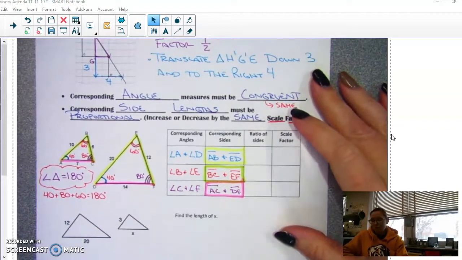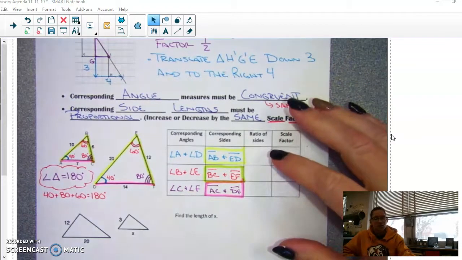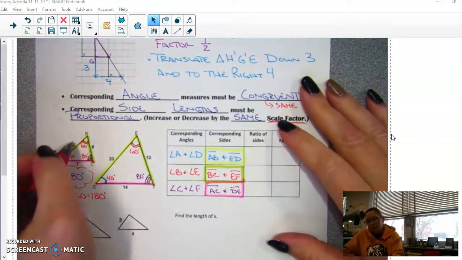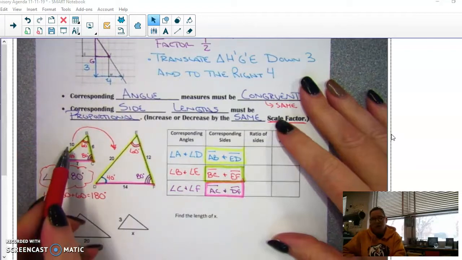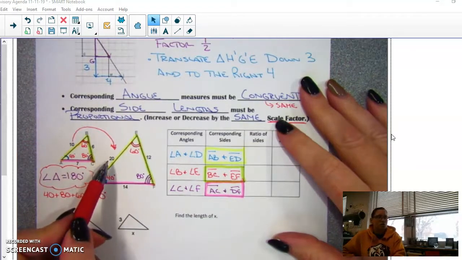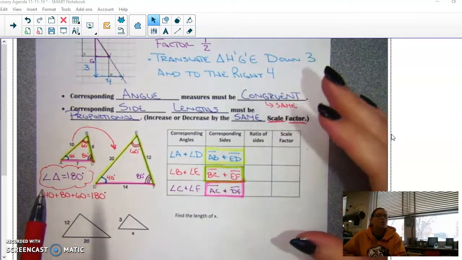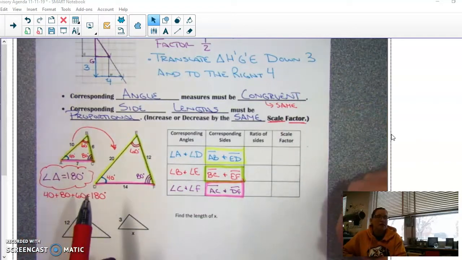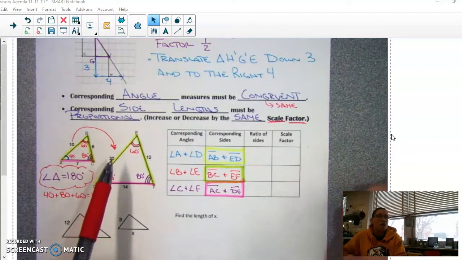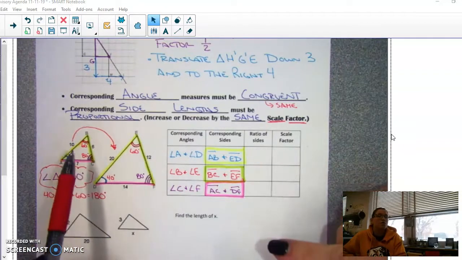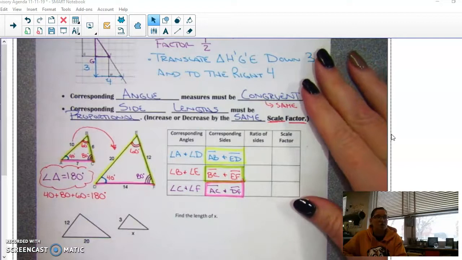So let's take a look at what our scale factor would look like. We are actually looking at how do we go from one corresponding side to the other corresponding side. So how do we go from 10 to 20? So there's a couple ways you can do that. We can multiply, or we can divide to try to figure that out. If you're going from small shape to large shape, you multiply. If you're going from a large shape to a small shape, obviously you would divide. So knowing that is important.